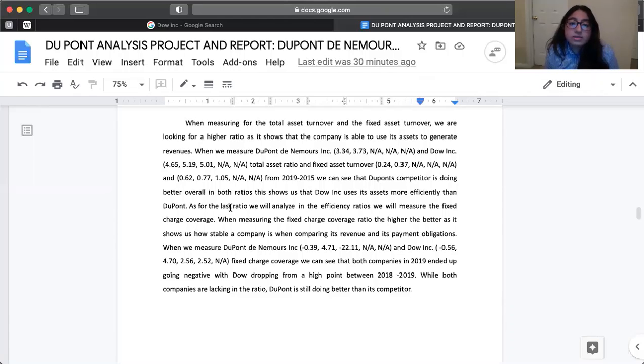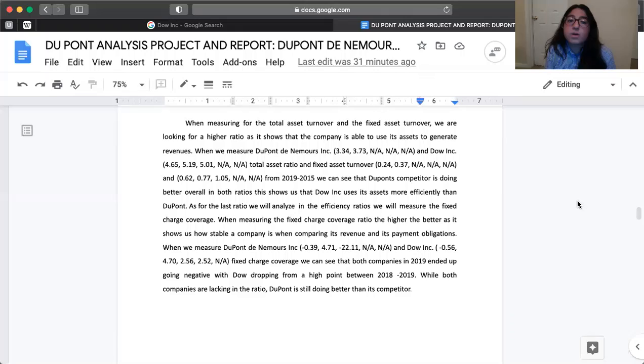As for the last ratio, we will analyze the efficiency ratios, in which we will measure the fixed charge coverage. When measuring the fixed charge coverage ratio, the higher the better, as it shows us how stable a company is when comparing its revenue and its payment obligations.